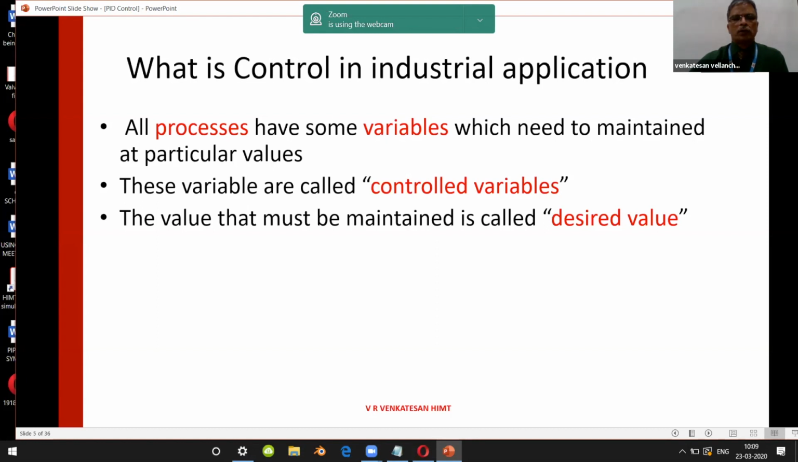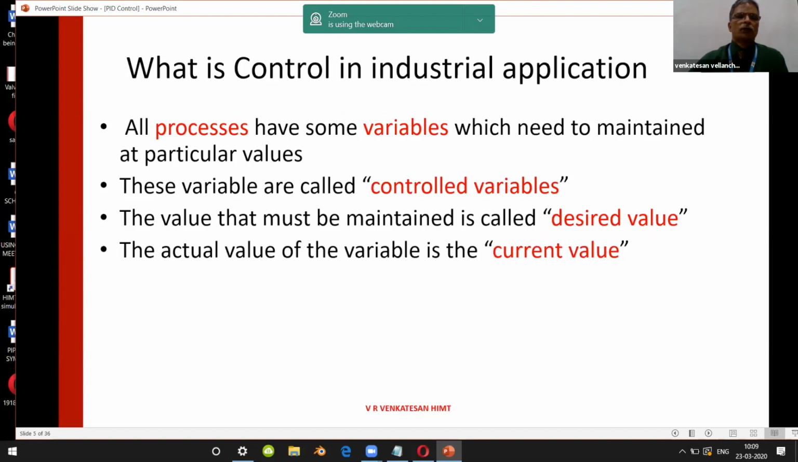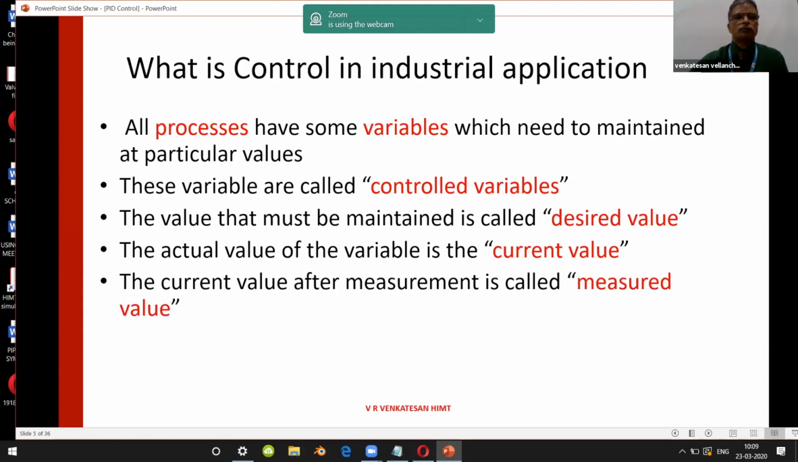And these variables have to be maintained at a particular value that is called as desired value. So if we take an example of boiler steam pressure control, pressure of steam is a control variable. And to say that I need to maintain at 16 bar or 7 bar, 16 bar becomes the desired value. So control variable must be maintained at a desired value. What is the actual value of the variable at any given time? We call that as the current value, the real value of this variable. So what is your current steam pressure? If it is 15 bar, then 15 bar is the current value. Since we use instruments for measuring it, current value is called measured value. We use instruments to measure this value, then we call 15 bar as a measured value.